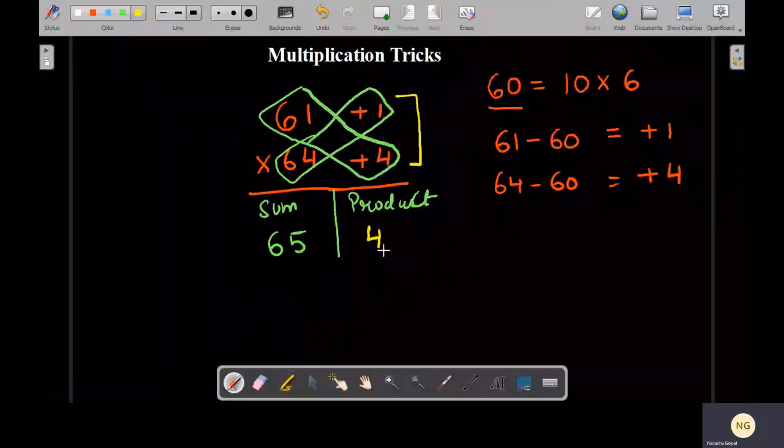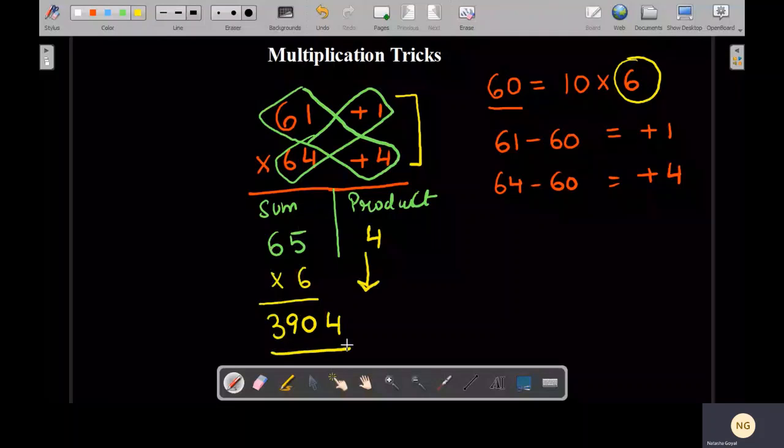So these steps are similar to the previous video. Now we need to follow one more step over here, that we need to multiply the sum with the multiplicative factor, that is 6. So we'll multiply 65 times 6, that gives me 390, and then we'll bring this 4 down. So my final answer will be 3904.